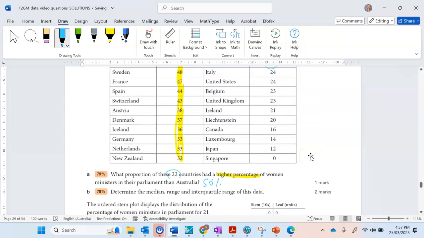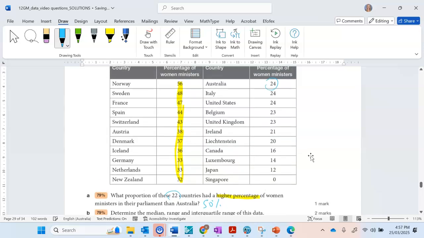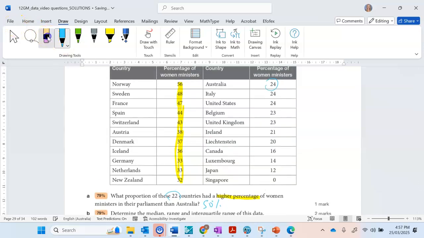Determine the median, range, and interquartile range of this data. Now, we're doing a lot there. So what I would do before I just go and think, oh, it's easy to just plug this into the calculator, let's just see what the next question is asking us.